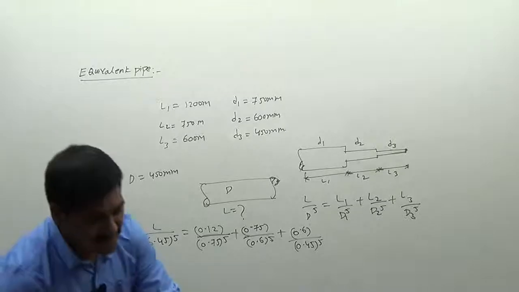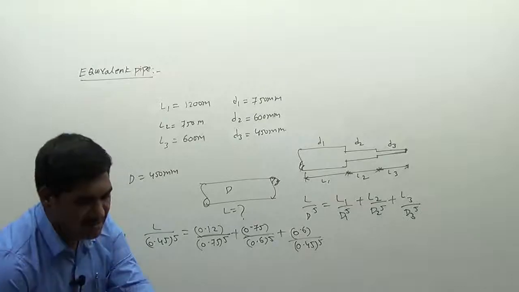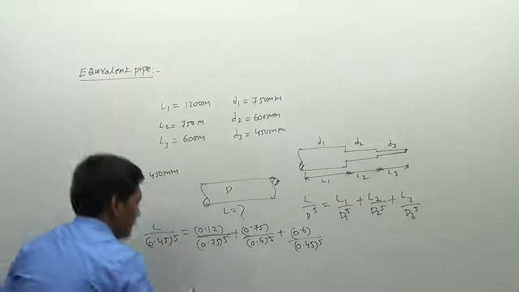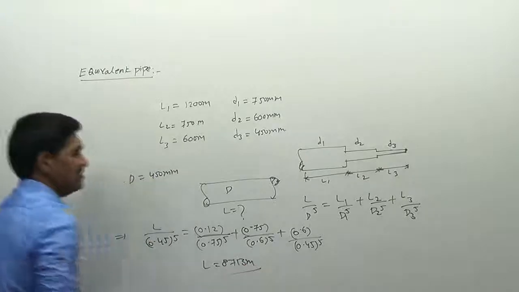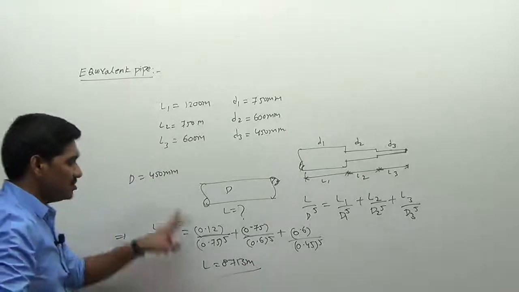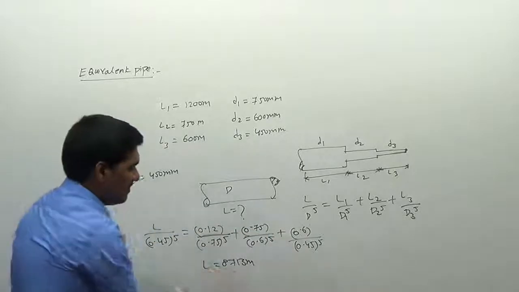So the length you have to calculate now. The length is equal to 8713 meters. This is the final value. Okay. So this is the length of the equivalent pipe.